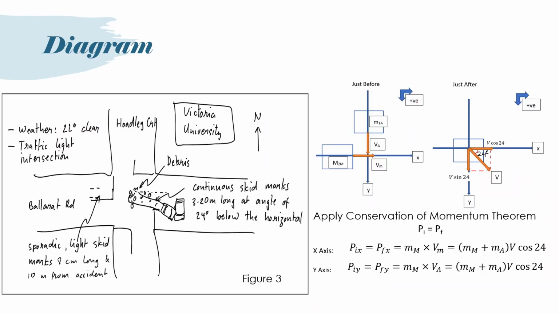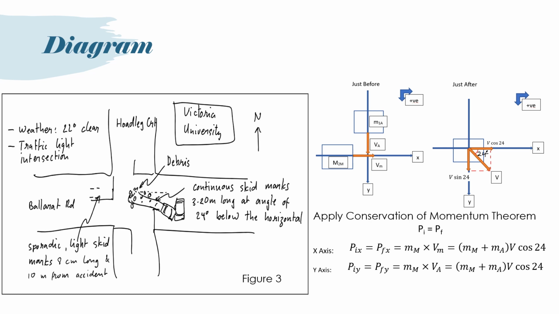Some information from what happened. The left side of the diagram states that it was a clear sunny day. The Mitsubishi was driving along Ballarat Road, heading towards the city. Along there was an Audi trying to turn right. Both cars collided with each other, which brought them 3.20 meters away at an angle of 24 degrees from the original crash point. And the right side shows a diagram of before and after the collision.